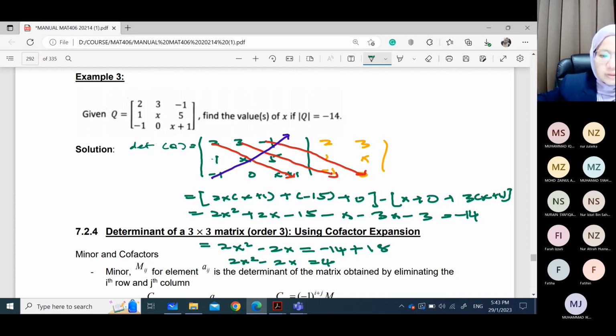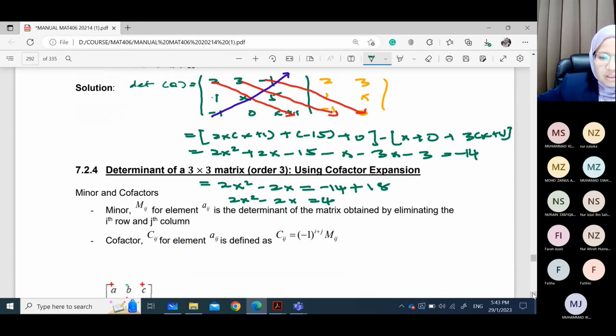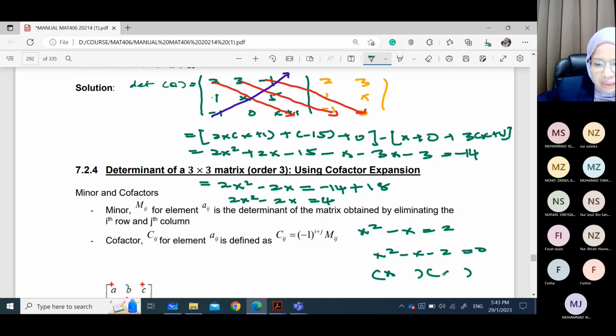Cuba cari nilai x berapa? Okay, so ini boleh divide by 2. So we have x squared minus x equivalent with 2. So x squared minus x minus 2 equal to 0. So x, 2, 1, negative 2 plus 1. So values of x equals to 2 and x equals to negative 1.